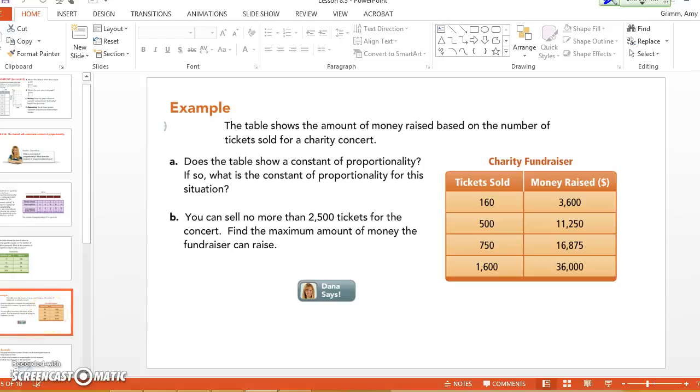Oh boy. Okay, so here's another one that I like because it's going to explain why the y over x works. The table shows the amount of money raised based on the number of tickets sold for a charity concert. Does it make sense that if you were going to go to a charity thing, everyone would pay the same amount? Yes. Probably. Well, there could be different things. Okay, there could be in life, right? Like there could be better seats and worse seats.